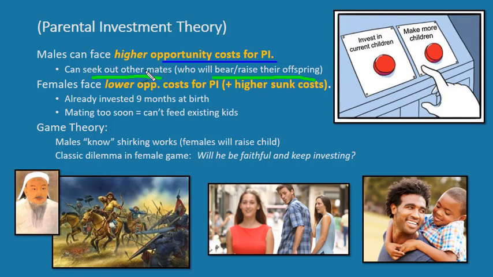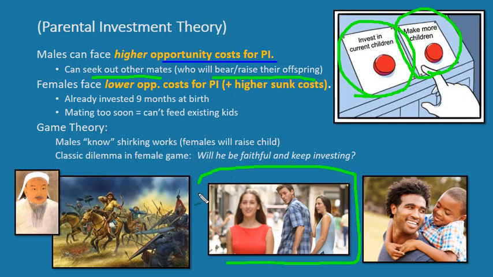Okay, so males can pay higher opportunity costs because they can go and make more offspring with somebody else and let that somebody else raise their child. So just to use a meme here, they can either invest in the current children or they can make more children. So the classic disloyal boyfriend that's having trouble staying home is attracted by a different woman. That's this initial dilemma that I'm talking about.